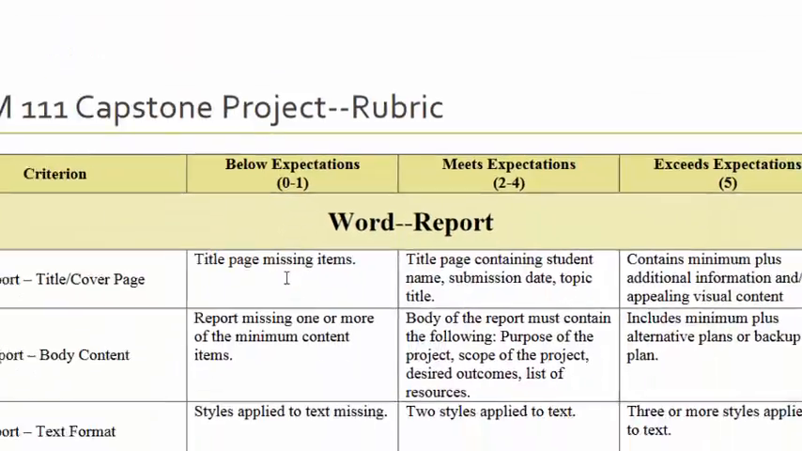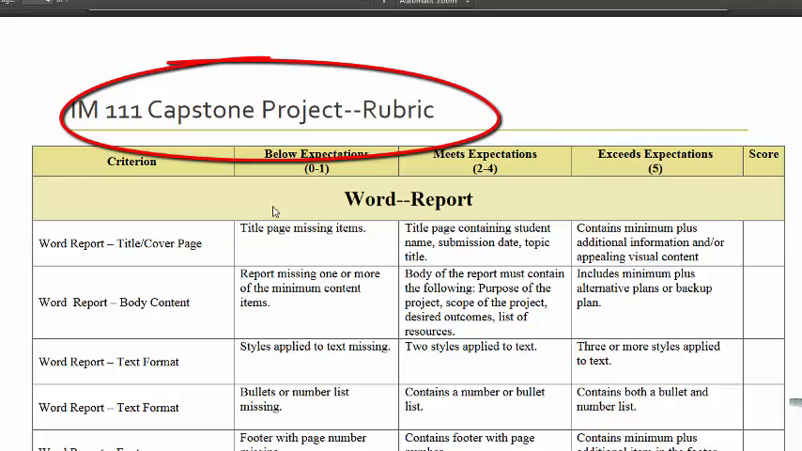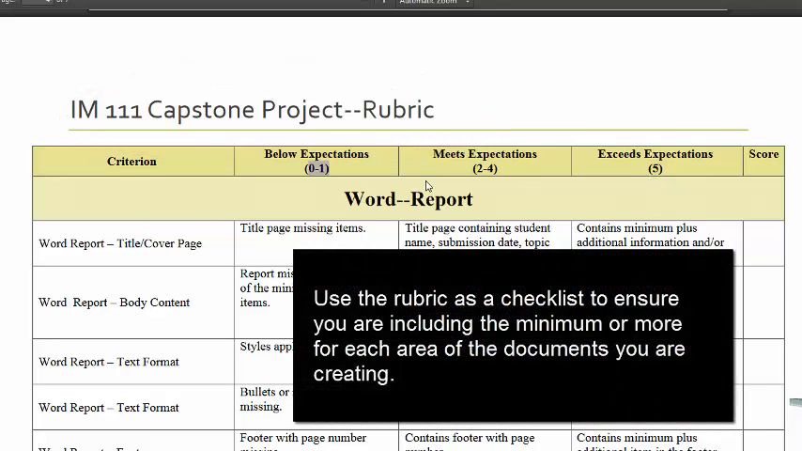Now, as we move to the next page, this is going to be your rubric, and the rubric is just going to show the breakdown of what needs to be included to earn below expectations, meets expectations, or exceeds expectations. You can see the points that are going to be allotted in each of those 3 categories of this rubric.